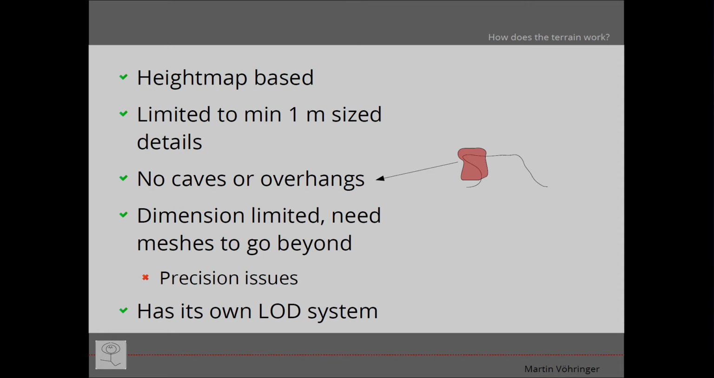And the dimension of the terrain is limited, but you can go beyond that limit by using meshes, though this will eventually introduce precision issues. The terrain has its own lot system, so use the terrain whenever possible.